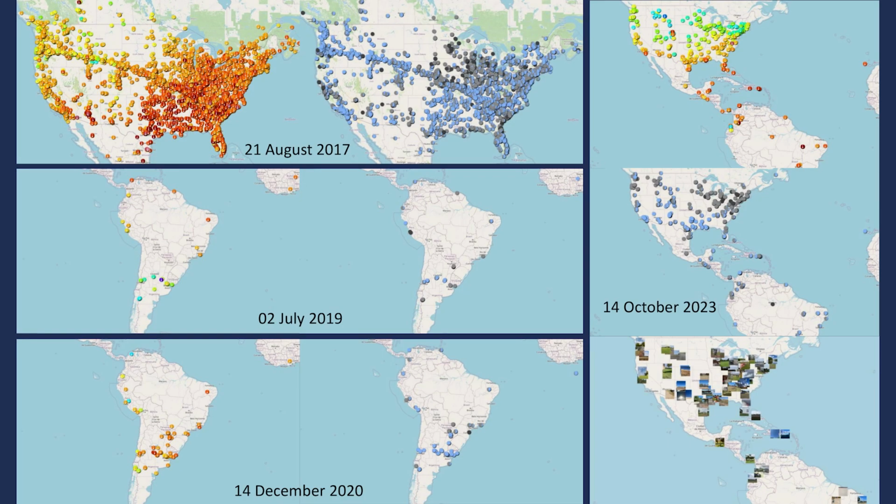Just as a comparison, on the far right there is the October data from 2023, and then the previous eclipses, 2017, 2019, and 2020, that you can see. A little bit sparser data for the ones in South America, they just went through less populated areas. And I will say, we didn't quite match our data from 2017 with the 2024 eclipse, but we still got a lot of data.